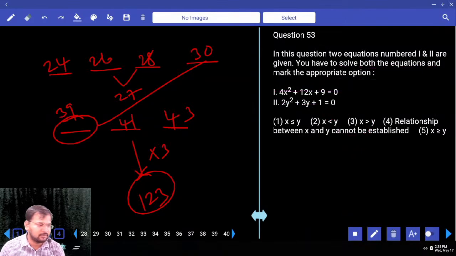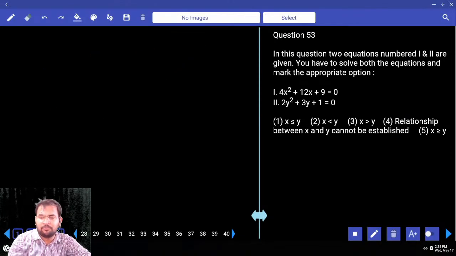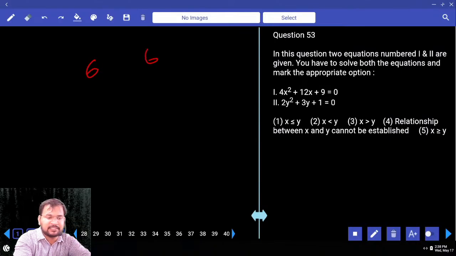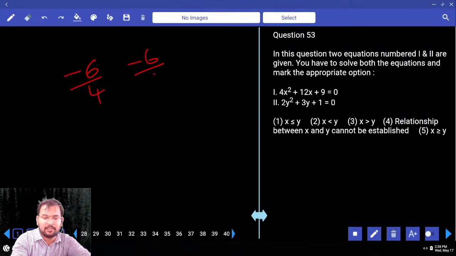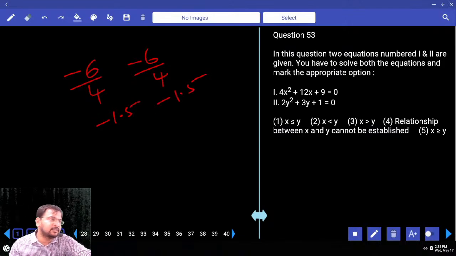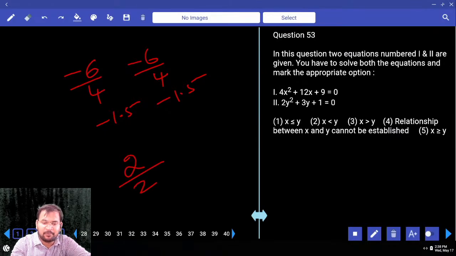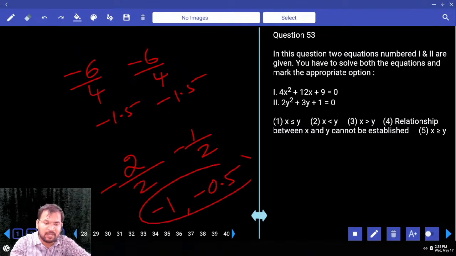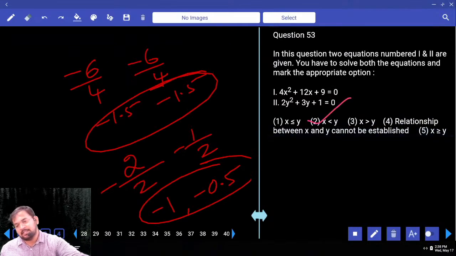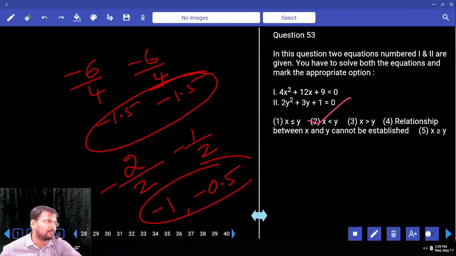Quadratic equations, question number 53. Four 9 is 36, and 6 times 6. Minus 6 by 4, minus 1.5. 2 by 2, 1 by 2. Minus 1, minus 0.5, and these two are greater than these two. So your answer is x less than y. X less than y.